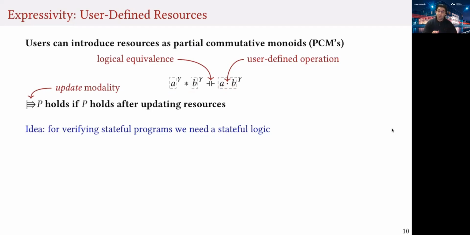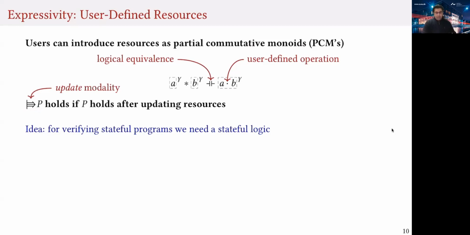So the user gets to control how the predicates that are defined based on user-defined resources behave and interact with one another. And we also have the update modality in our logic, which basically says that P may not hold right now, but it will hold after updating resources. It is useful, and you will see it, but the point is that our program logic is defined in such a way that at any point during the proof, we can update resources.